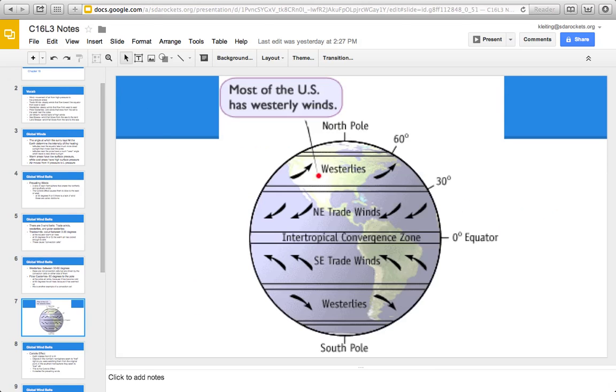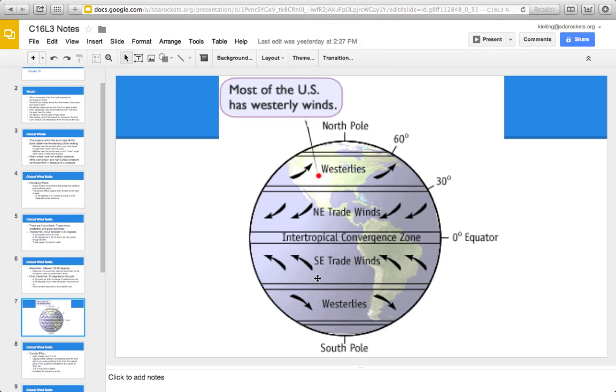So here's what we have. We have our trade winds. In this case, we have northeast trade winds and southeast trade winds, and they're blowing towards the equator. Don't worry about the intertropical convergence zone too much, but know that the trade winds are blowing towards the equator, right? Because the air is going to move.